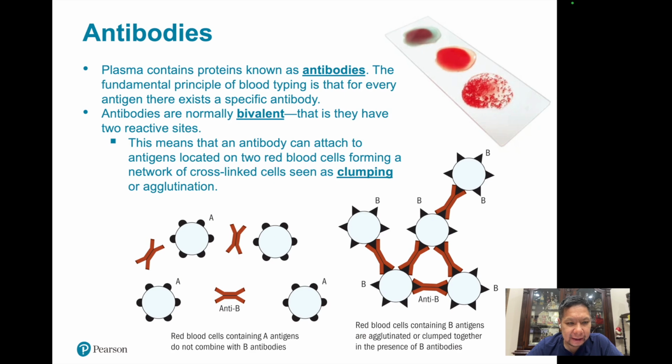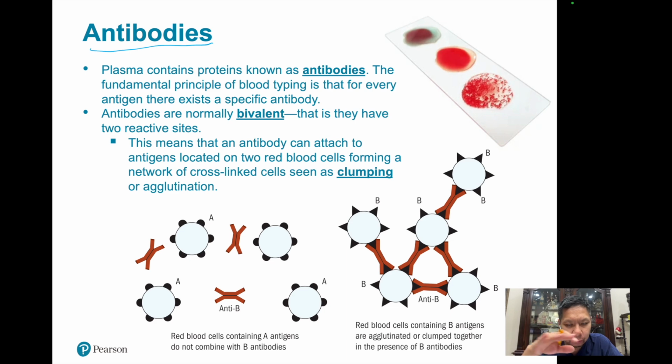So how does your body attack antigens in your blood? They do it with these things called antibodies, right? So plasma contains proteins known as antibodies, and they are the fundamental principle of blood typing that we use for antigen tests, right? And if you didn't already know, there are four blood types: A, B, AB, and O.